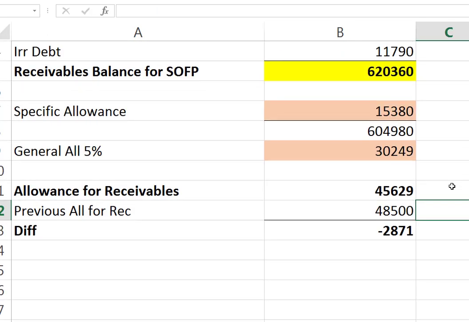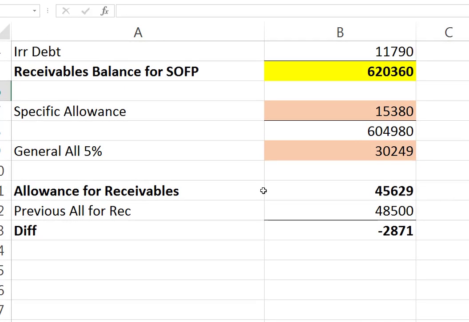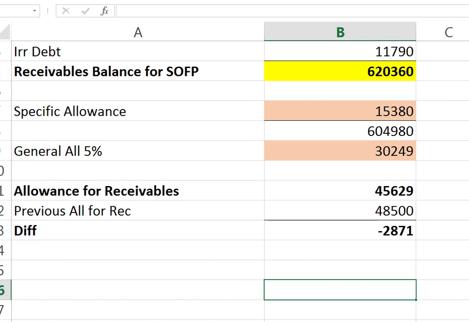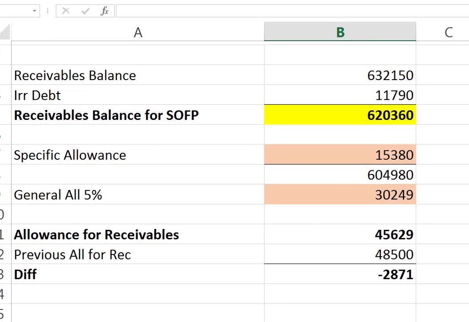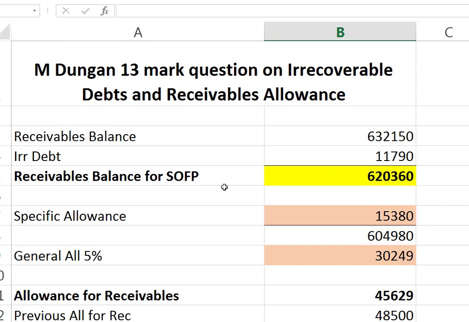I'm going to need all of those numbers. I'm going to need my receivables balance for the statement of financial position, my allowance for receivables figure, and my difference figure, which is this one here. I'm going to use this previous allowance as my opening balance on my allowance for receivables. You could practically learn that calculation off, and you wouldn't be too far wrong, because your calculations are going to be roughly those calculations, maybe with some alterations. Let's say, for example, if there was an irrecoverable debt that had been paid and had not previously been accounted for.